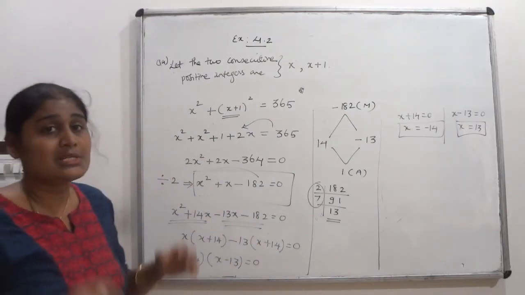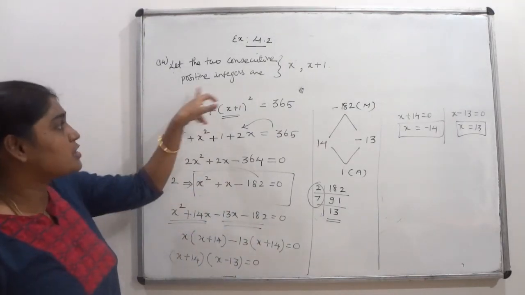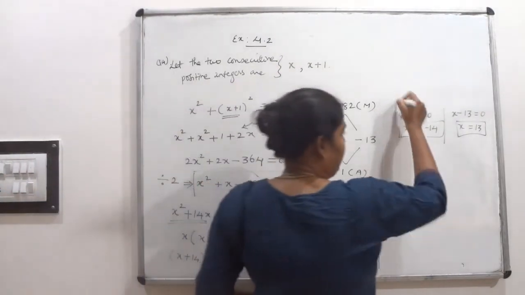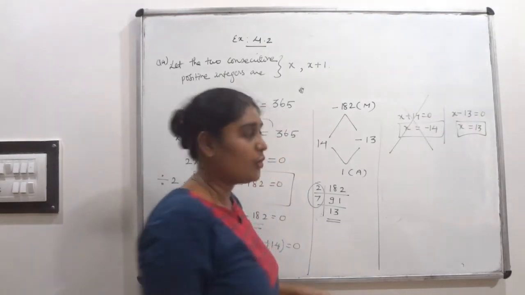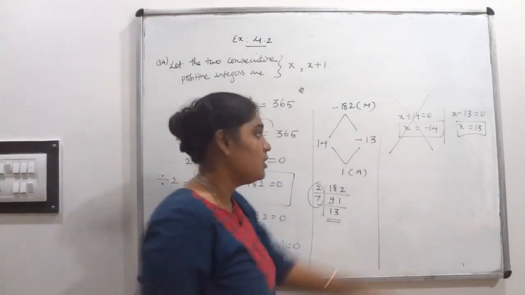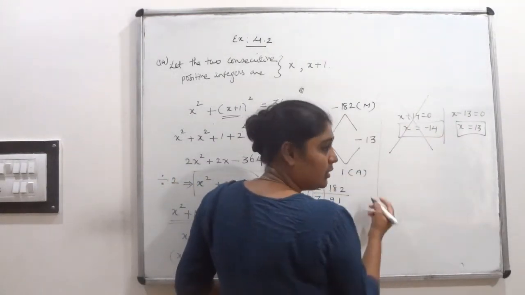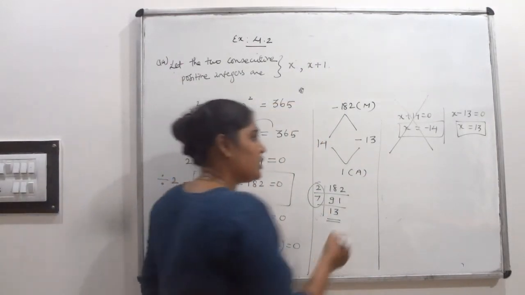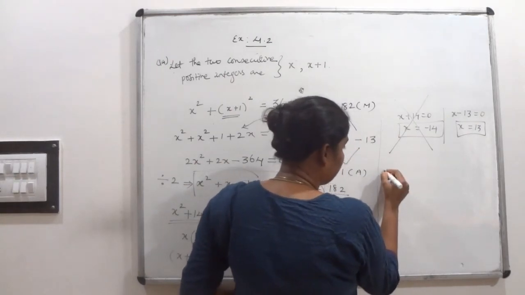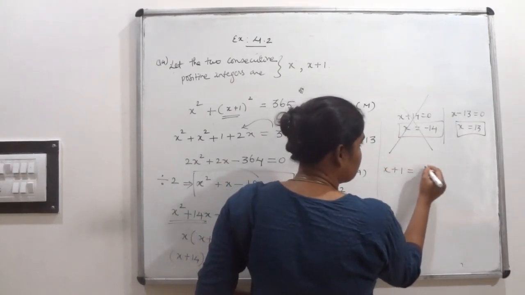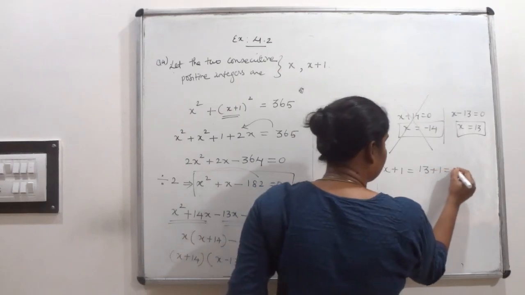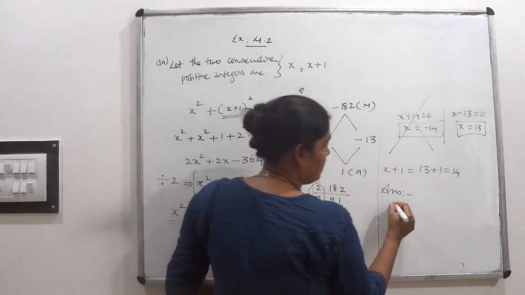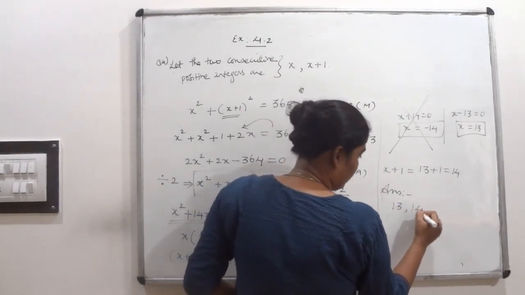Here in the question it is clearly given to you, it's positive integers. These are positive integers, so the x value cannot be negative. So you have to cancel out this factor. So finally the x value is 13. If the x value is 13, what will be the other value? x plus 1, that is 14. So write it here. x plus 1 is equal to 13 plus 1, that is 14. So your answer is, the consecutive numbers are 13 and 14.